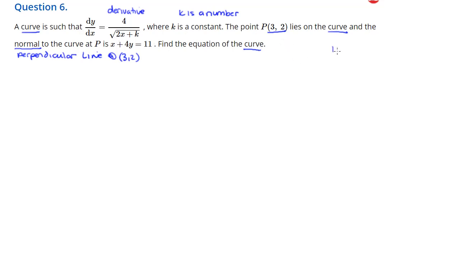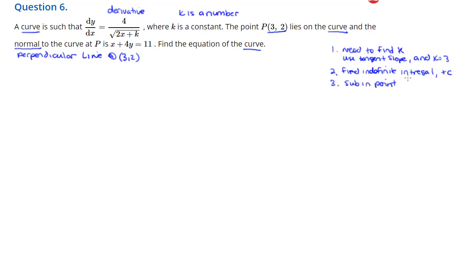All right, so basically it's a good idea to formulate a little strategy here because they haven't really outlined the steps. First thing we're going to do is find k. We're going to use the slope of the tangent line, along with the x value of x equals 3. Once we have k, we've got a complete derivative, and then we can find the indefinite integral, and keep in mind that's going to be plus c. Then we substitute the point we know into the indefinite integral and find out what c is. And last but not least, write the equation with c. All right, so that's our strategy.